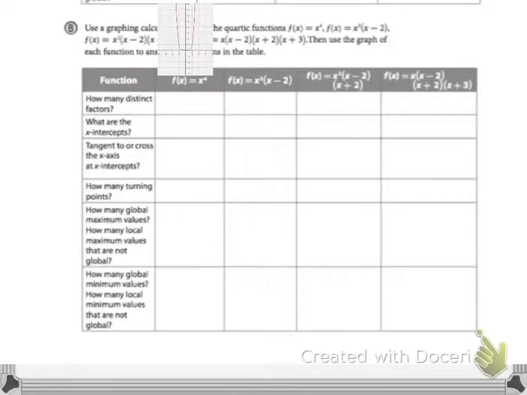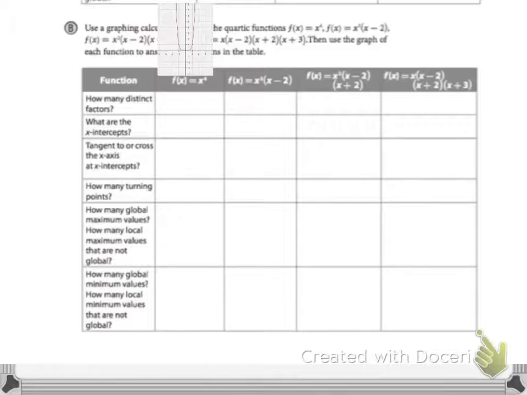Okay, so now we're going to look at some functions that are actually a degree 4. So all of these, if we were to actually multiply those factors back out, they're in factored form right now. If we were to multiply those back out, they would have the highest degree of 4, so they would be quartic functions. So here's the most basic. We've already looked at that one. This is x to the 4th power.